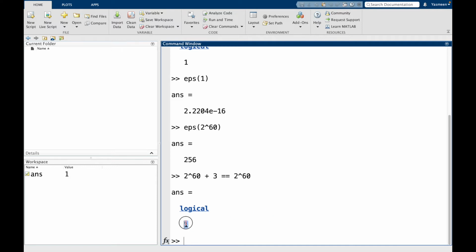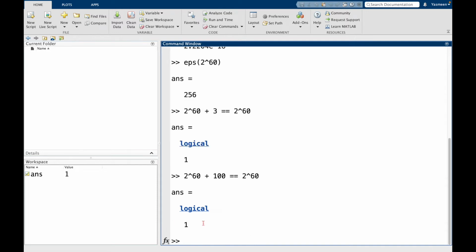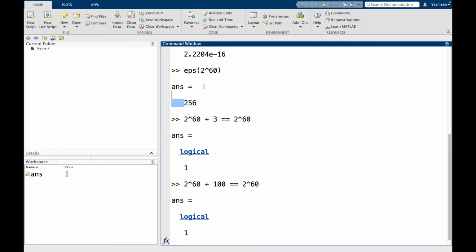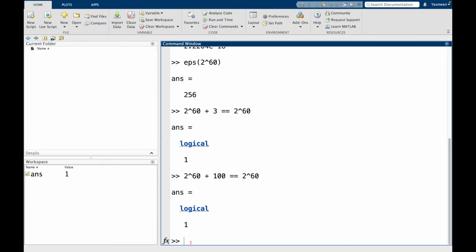And we're seeing here, yep, MATLAB's saying that's true. What if we tried with 100? We could say, is 2 to the 60 plus 100 equal to 2 to the 60? That's also true. So keep in mind, we're adding values less than 256, which was what was returned by EPS of 2 to the 60. I could say 2 to the 60 plus 200, is this equal to 2 to the 60? And here we're saying false.